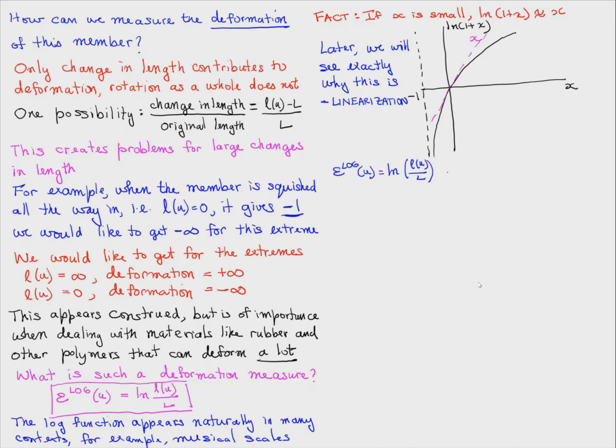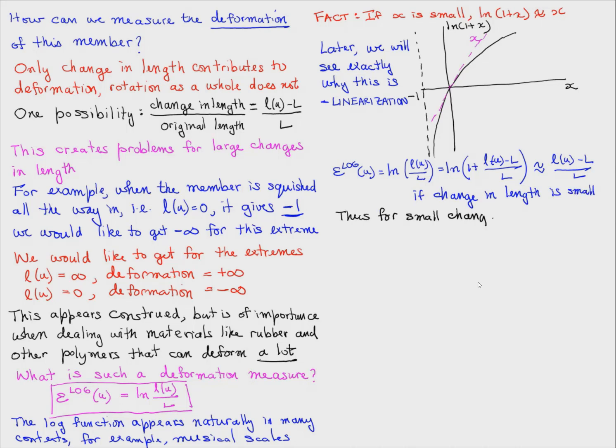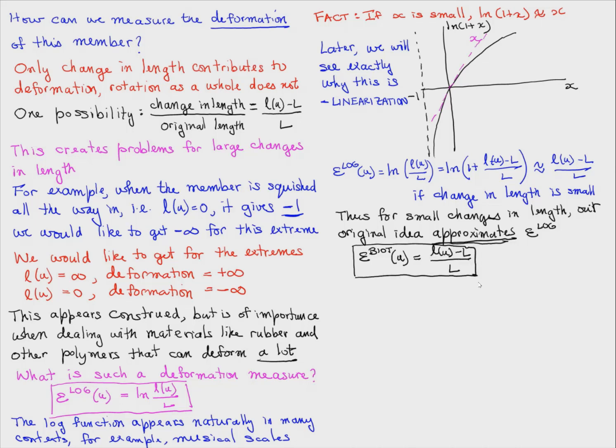So epsilon log of u is log of L of u over L, which we can write as log of 1 plus L of u minus L divided by L, which is approximately equal to L of u minus L divided by L if the change in length is small. So for small changes in length, our original definition approximates the epsilon log definition. We call this change in length over original length epsilon BO.